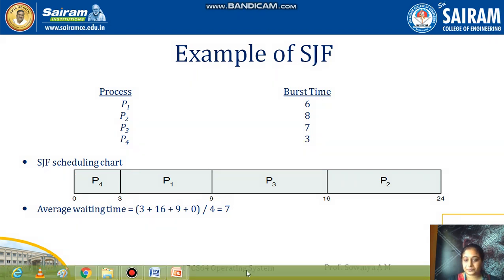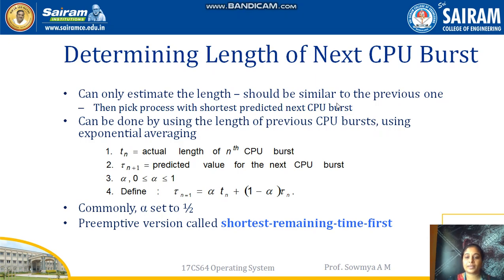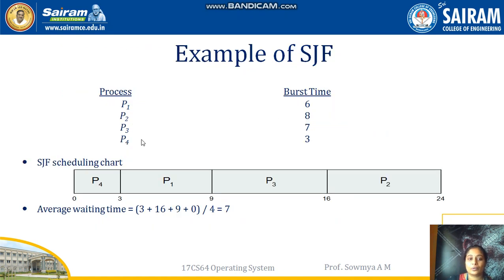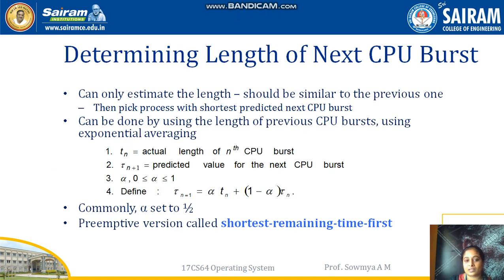So determining the length of the CPU's next burst time can also be done. Here we know P1 has a burst time of this much, P2 of this much, but the CPU operating system has to predict the next CPU burst time for the next process. To do that, we have a formula: Tn is the actual length of the nth CPU burst.